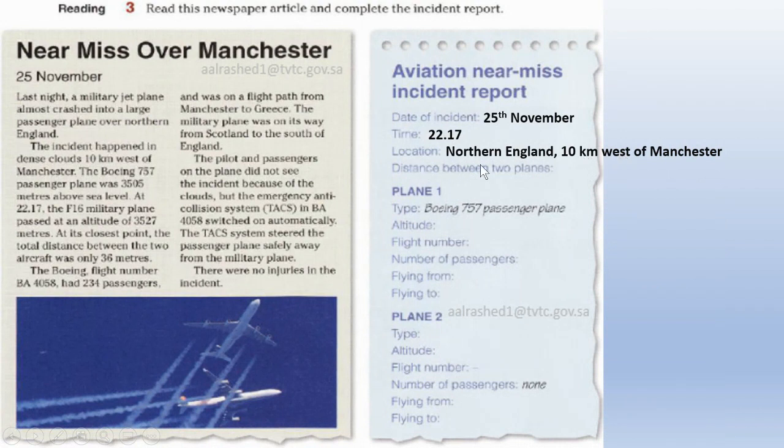The distance between two planes, masafa, distance, as you can see, 36 meters. Okay, we need the information of the first airplane. This is its name, the Boeing 757 passenger plane. The altitude, the height, we need the height. This is the height, 3,505 meters above sea level.